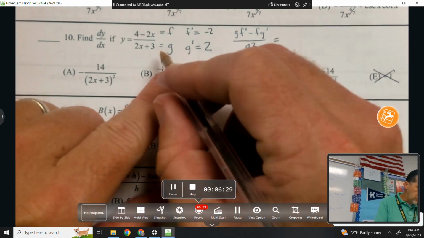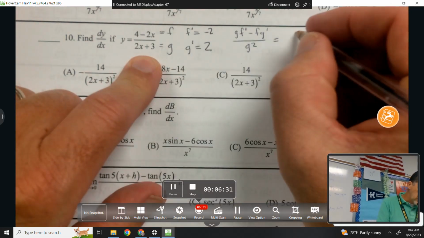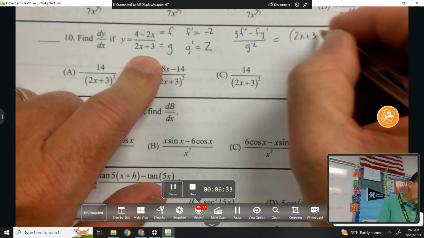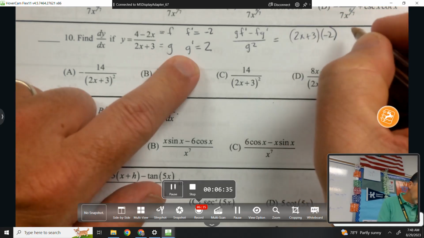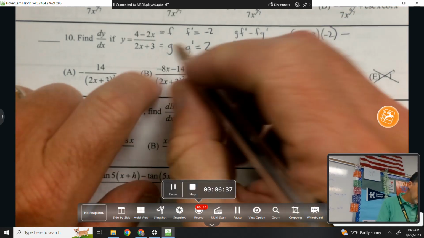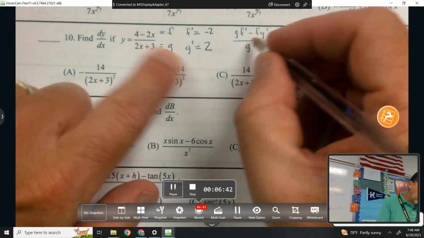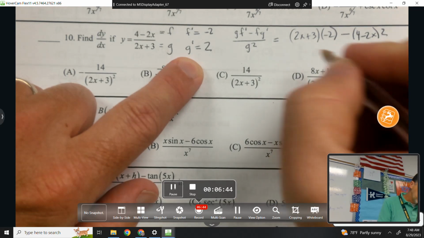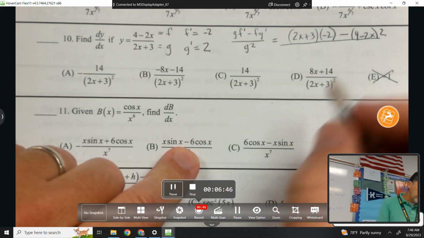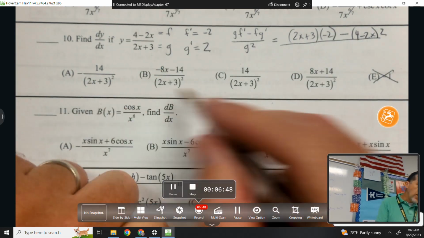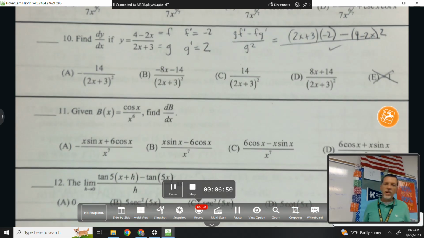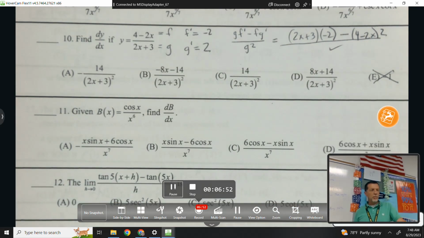So gf prime would be (2x plus 3) times -2, minus f, (4 minus 2x), times g prime, which is 2, all over g squared. I look at my answers, they all have g squared, so that one's fine. It's really more about simplifying the top now.